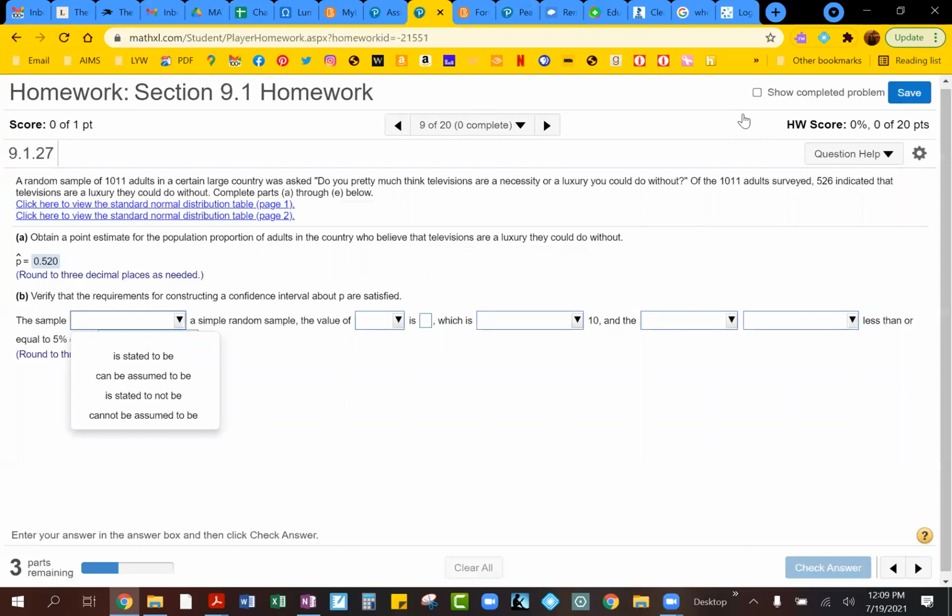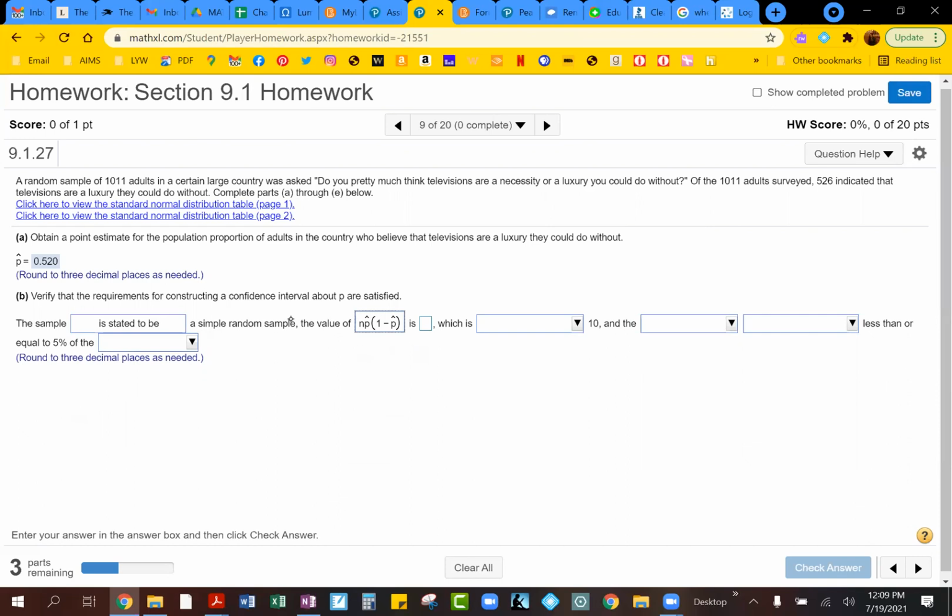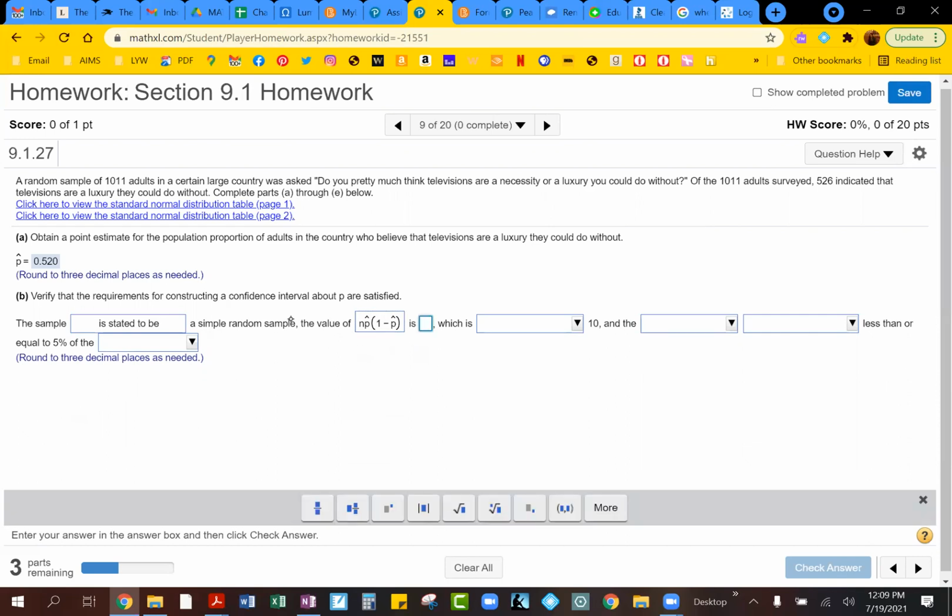we can say, okay, the sample is stated to be a simple random sample, because you can see those are the first couple words in your statement. It says it's a random sample. So they're telling us, we cannot say it's assumed because they are specifically telling us it is a random sample of 1,011. So that is going to be "is stated to be." And then this is the value of, and this is the formula we used, n times p hat times 1 minus p hat. And this calculation came out to be, and let's see, what was that number we had?